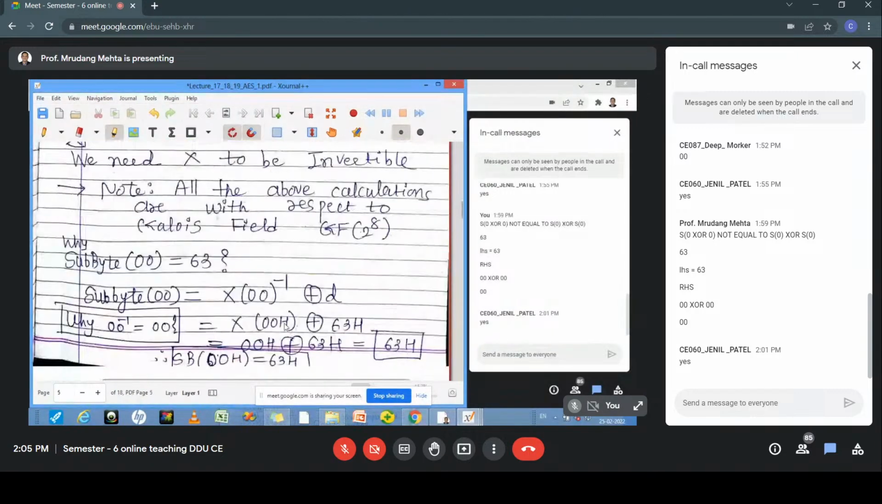So here instead of this inverse, we write 00H. And so X multiplied by 00 is actually 0, right? Anything which is multiplied by 0 is 0. And so 00H XOR 63H is 63. So we find that sub byte 00H is 63H. Is that understood? Please respond. Have you understood this?